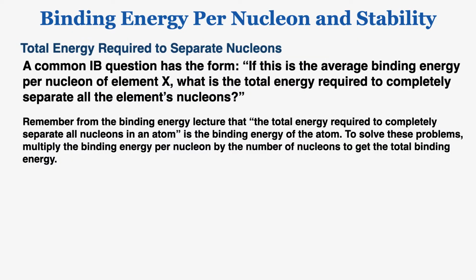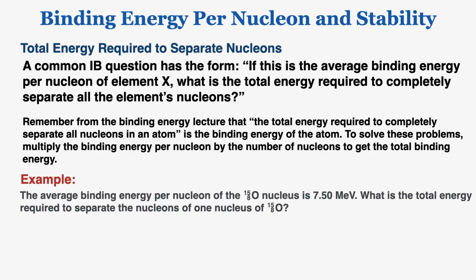One last thing to note about binding energy per nucleon is that a common IB question has this form. If this is the average binding energy per nucleon of element X, what is the total energy required to completely separate all the element's nucleons? Remember from the binding energy lecture that the total energy required to completely separate all nucleons in an atom is the binding energy of the atom. So to solve these problems, you're just going to multiply the binding energy per nucleon by the number of nucleons to get the total binding energy.